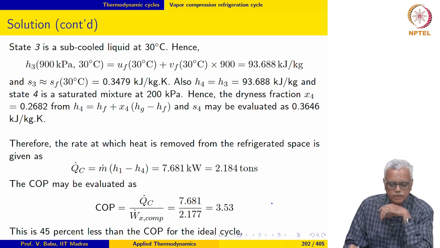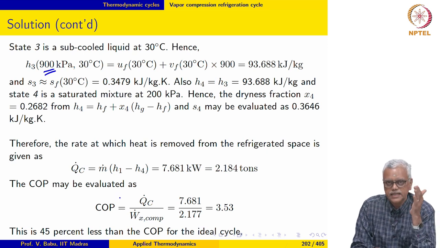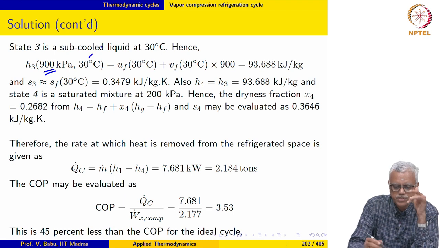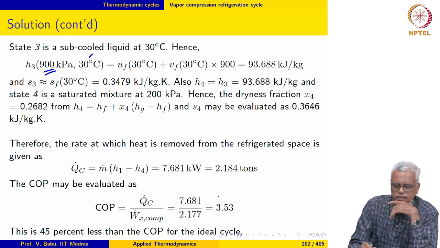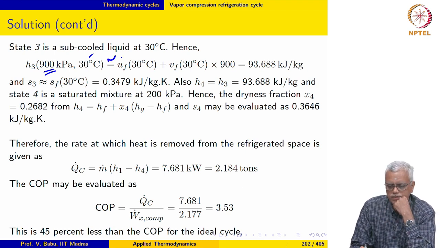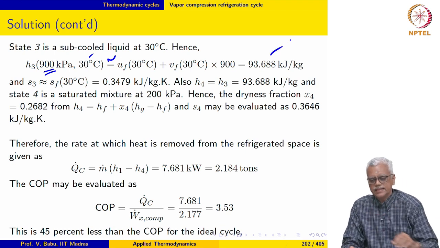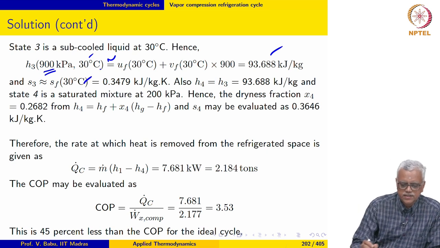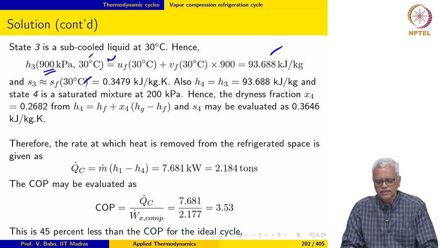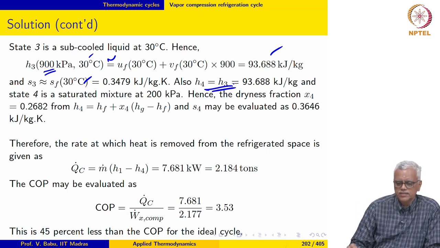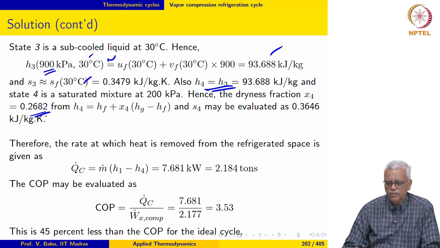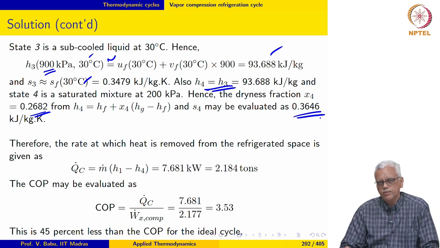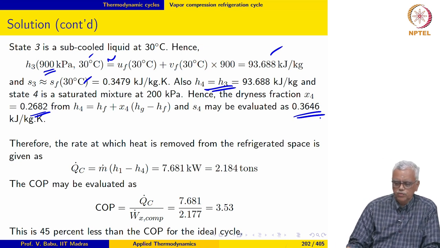Now state 3 is a subcooled liquid. Notice that at state 3, the pressure of the refrigerant is 900 kilopascal, temperature is 30 degrees Celsius. So it is a compressed liquid or subcooled liquid, and we evaluate the enthalpy using this approximation, right. So this is actually an approximation, and the specific enthalpy comes out to be 93.688, and S3 comes out to be equal to Sf approximately at 30 degrees Celsius. Now H4 equals H3 still, because it is an isenthalpic process. And dryness fraction at state 4 may be evaluated from here, and using this dryness fraction, S4 may be evaluated just like what we did before as 0.3646.